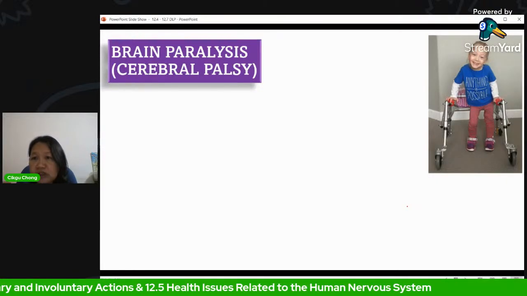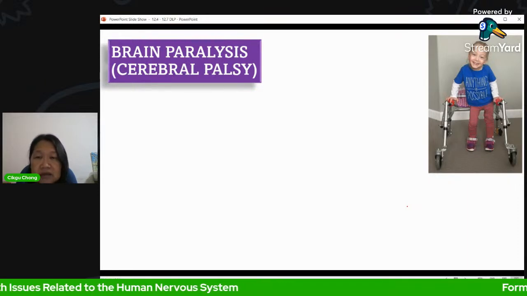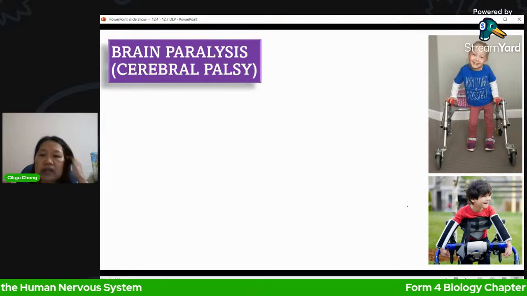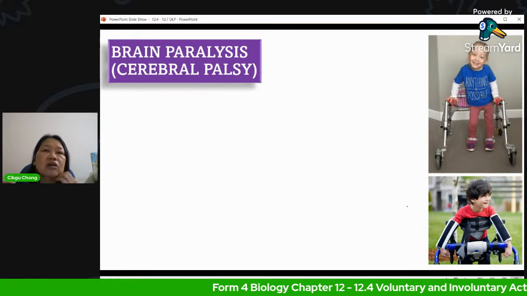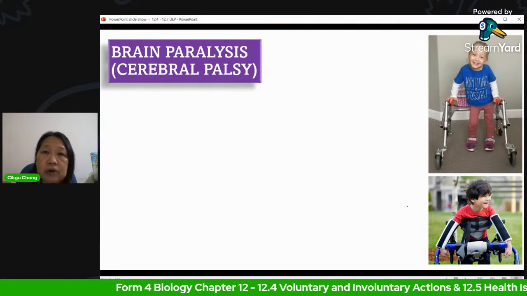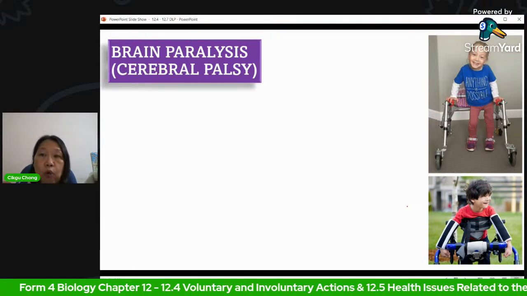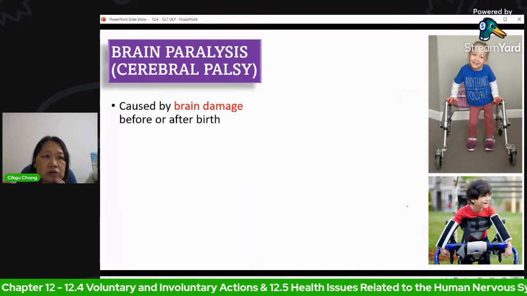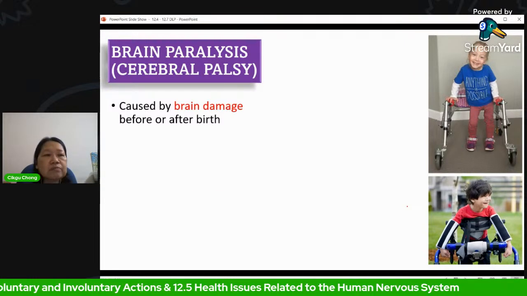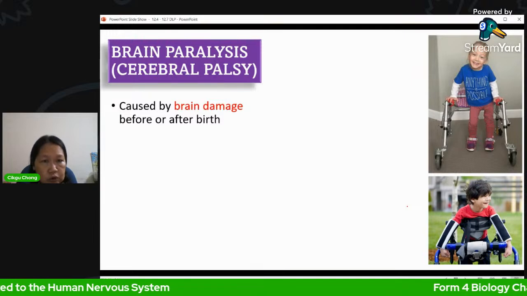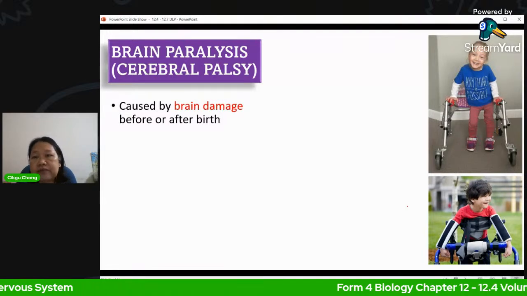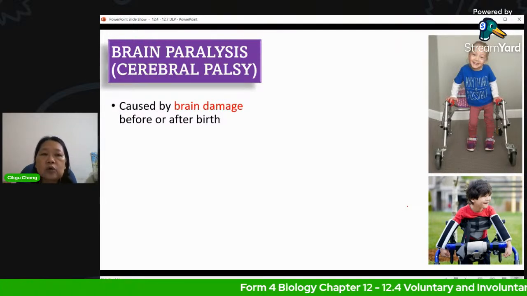You see some children, they need to move with the help of a wheelchair. They are very young, but you can see that they are strapped to certain parts of the body because their neurons or nerve system, they have a problem with that. They are not able to walk properly. This is caused by brain damage either before or after birth. It either happens when the baby is still in the mother's womb, or it can happen after birth. I have an ex-student who had cerebral palsy.